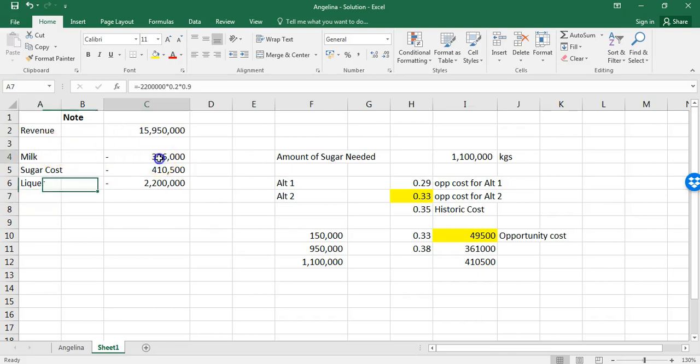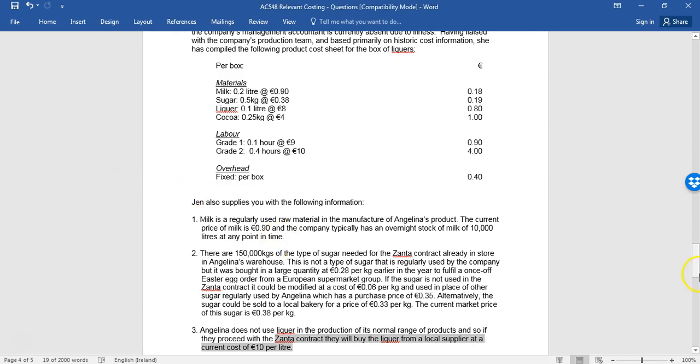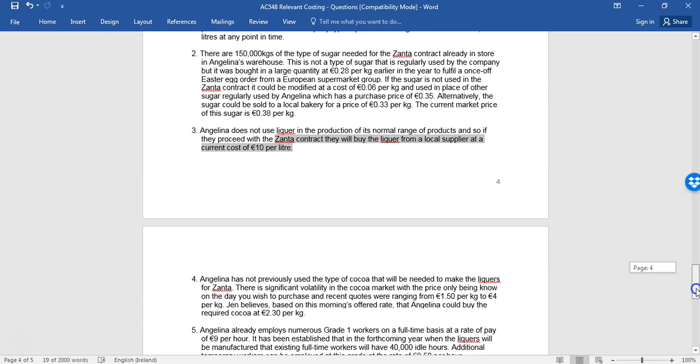Alright, so we've 3 costs done. Our next one then is your cocoa, so the chocolate element, and we're told in note 4 they've not previously used this type of cocoa. However, there's significant volatility in the cocoa market, with prices ranging from 150 up to 4. And there is volatility there, but Jen's best estimate today is €2.30 per kilogram.